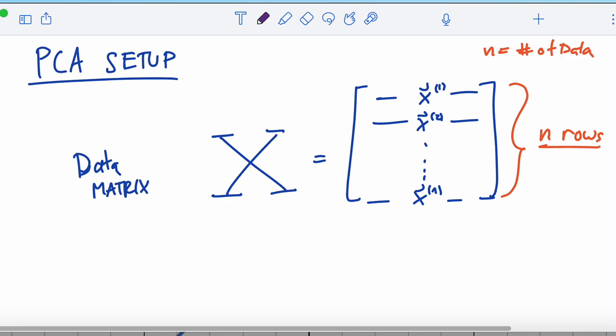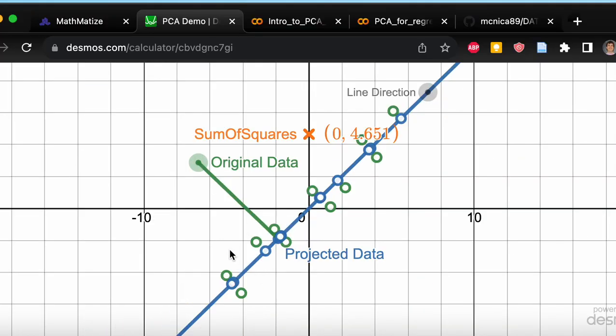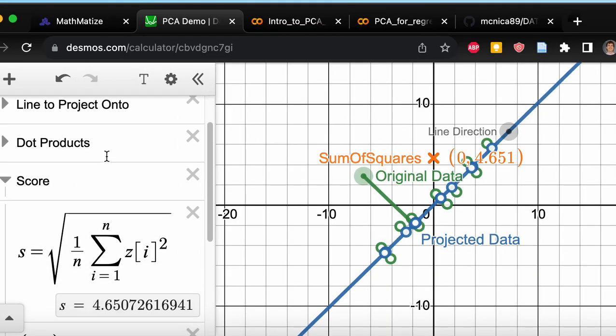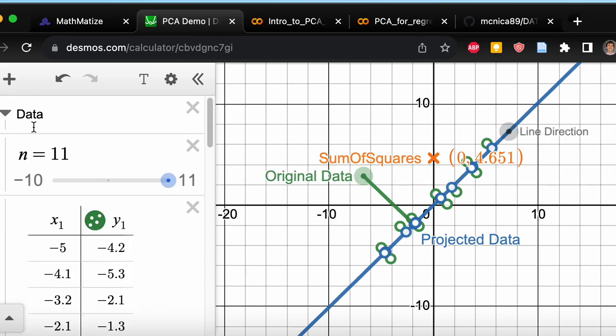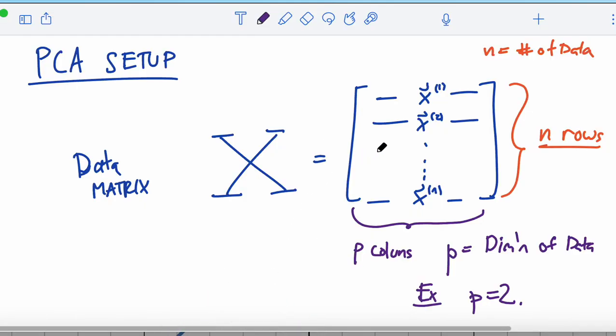And it's p columns, where p equals the dimension of data. In our example, p equals 2. We're doing the 2-dimensional example. How many points did we have? Someone tell me. We had 11 points, and they're each in 2 dimensions. There's an x1 and x2, so it's a long matrix with 11 rows and 2 columns, right? Just like you see when you do pandas or whatever tabular data, we have this thing.